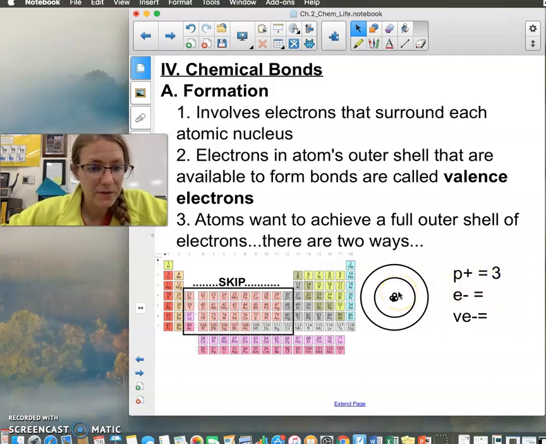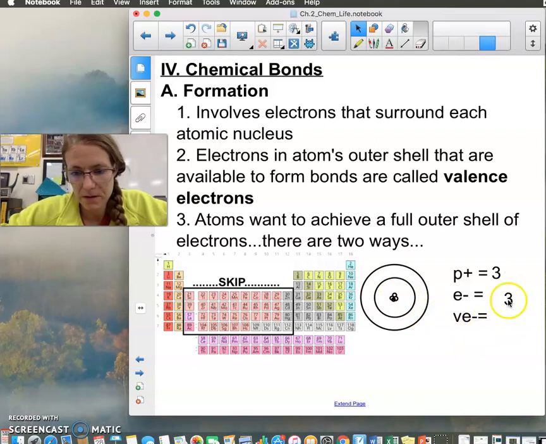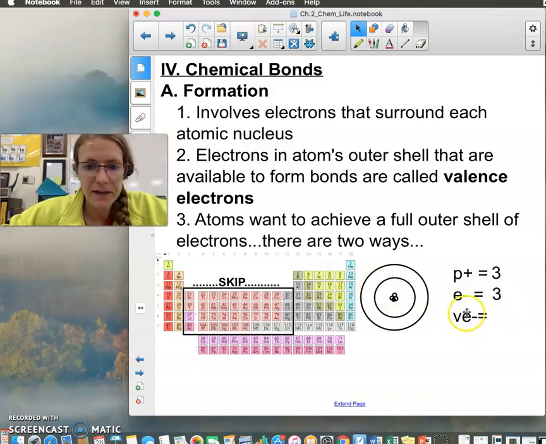And remember, anytime we find an element in nature, we're just going to assume that the number of protons and electrons match up. So how many electrons would I have? I would also have 3. Now, when I figure out my valence electrons, these are the electrons that are in the outermost energy shell. So that means I kind of need to draw them in. So here are the rules. There are no rules. I'm just kidding.